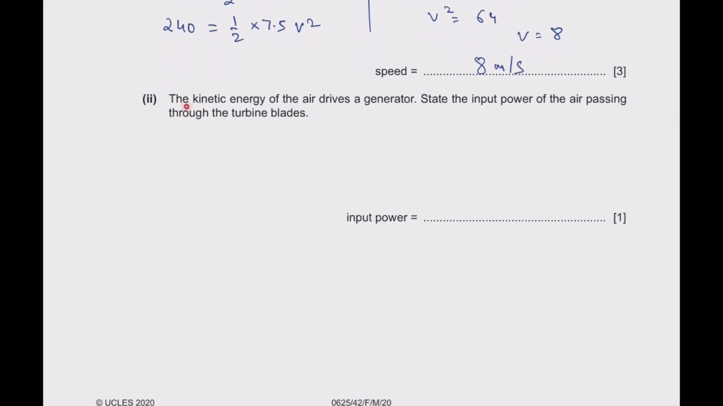Second part: the kinetic energy of air drives the generator. State the input power of the air passing through the turbine blades. Now for the input power, we know that power is what? From the chapter of work, energy, power, it is energy dissipated per unit time. So energy we know, which is 240 joule, is the kinetic energy each second. This is the amount of energy.